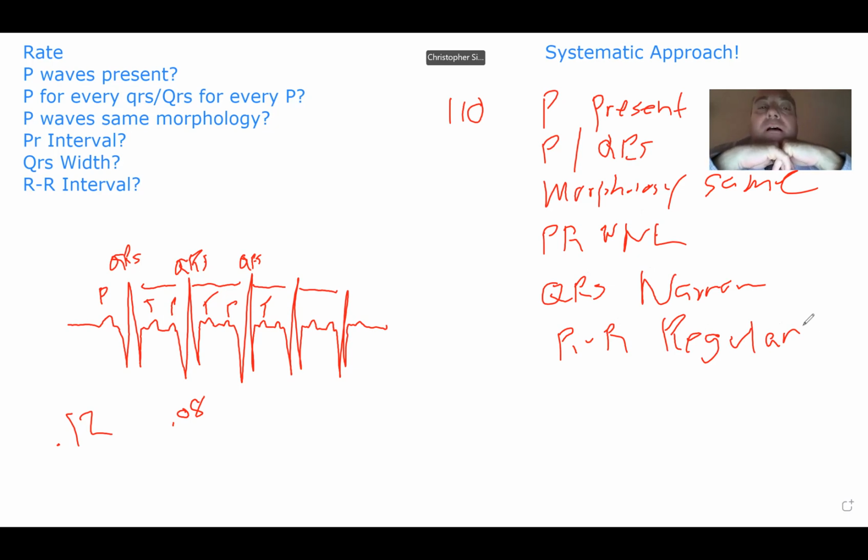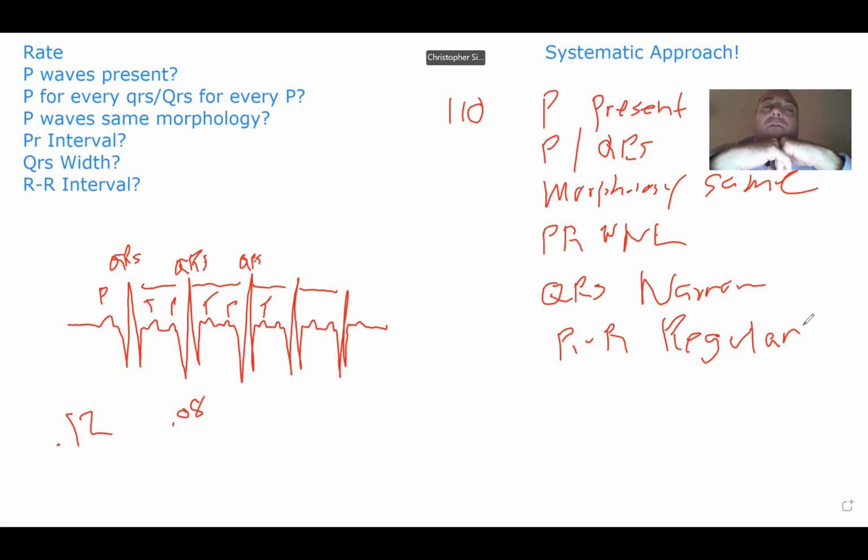So what do we do now? We take these tools. We take these pieces of info that we gained from these tools, and we go to our criteria and we say, well, what do we got going on? So if I look at my criteria list and I say, okay, I have something where my P waves are present and upright. I got a P for every QRS. The morphology is the same. The PR is within normal limits. The QRS is narrow. The R to R is regular, and the rate is 110. That means this is a sinus tachycardia.